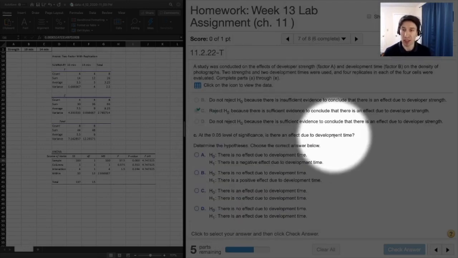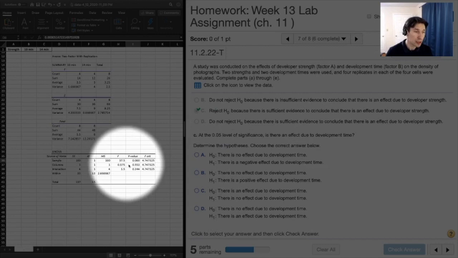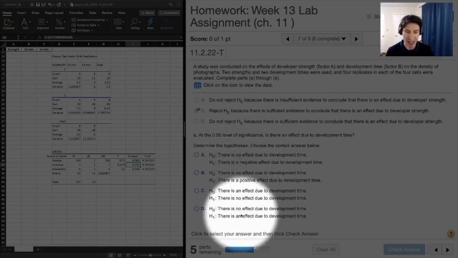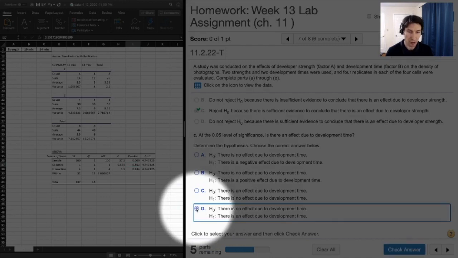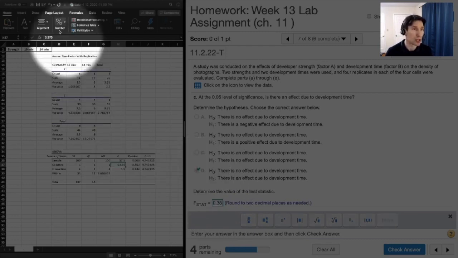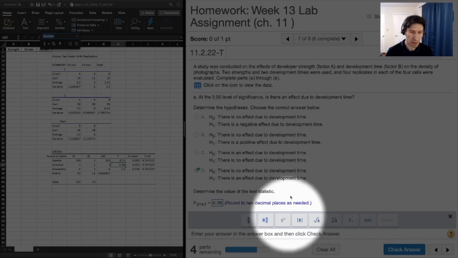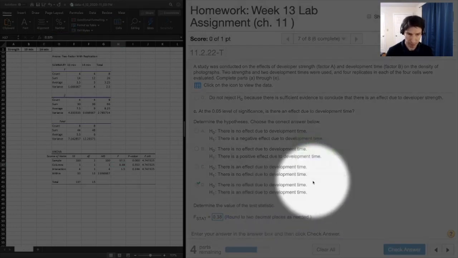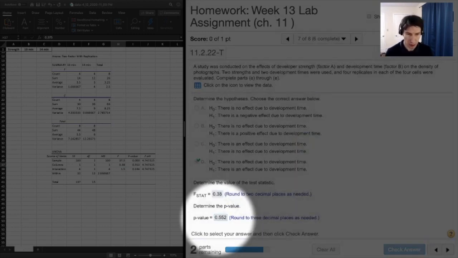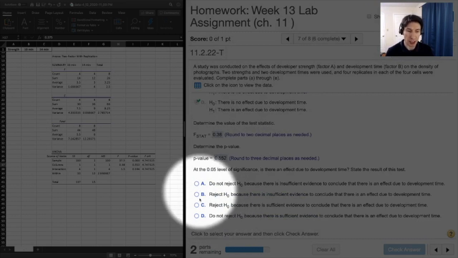Same thing for development time, but that's factor B. This is this column. The p-value is too high. Clearly, no effect. What is the hypothesis? It's no effect versus an effect. Here. F-stat 0.38, rounding up to 2 decimals here. P-value is 0.552. And of course, we cannot reject.